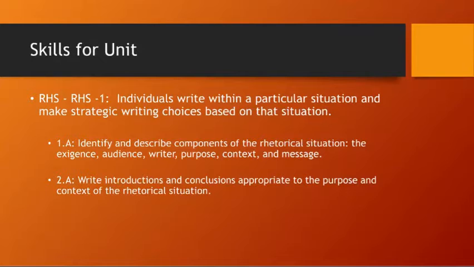The first skills for the unit: individuals write within a particular situation and make strategic writing choices based on the situation. The two skills, 1A and 2A. 1A, identify and describe components of the rhetorical situation, the exigence, audience, writer, purpose, context, and message. If this looks familiar, it's because it's the first skill we ever worked on, way back at the beginning of the year. Our new skill, 2A, write introductions and conclusions appropriate to the purpose and context of the rhetorical situation.